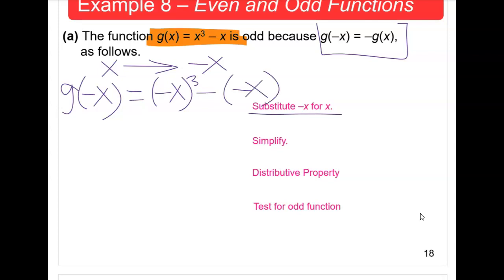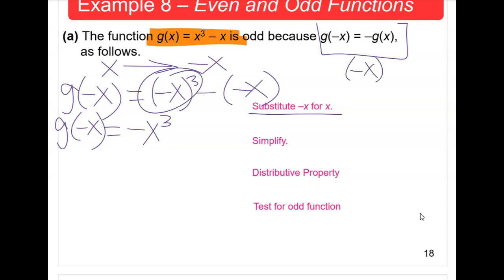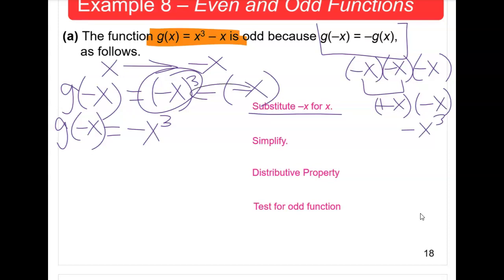So let's see what happens here. g of negative x is going to be equal to negative x cubed. Because if you have three negative numbers or variables multiplying each other, from the first two you get positive x, but then you multiply by another negative x, so it's going to be negative x to the third power. So that's why it's negative x cubed. And here we have a double negative, so that will be positive x.